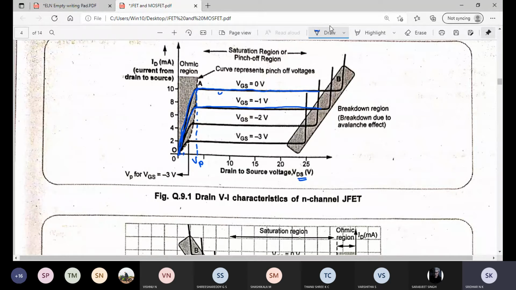Why is it less compared to here? Why is the saturation less for VGS equal to minus 1 volt? Because here we had 1000 electrons, that means all 1000 electrons are taking part in electron movement. That's why the current will be more. Here only 800 electrons are there because the channel size has decreased. That's why the saturation current also falls down. Understood? Yes, sir.